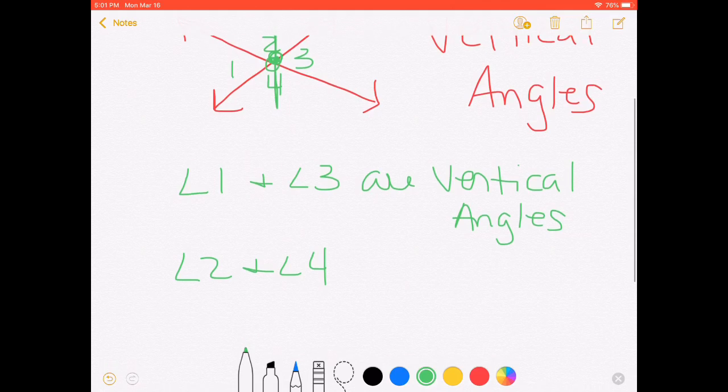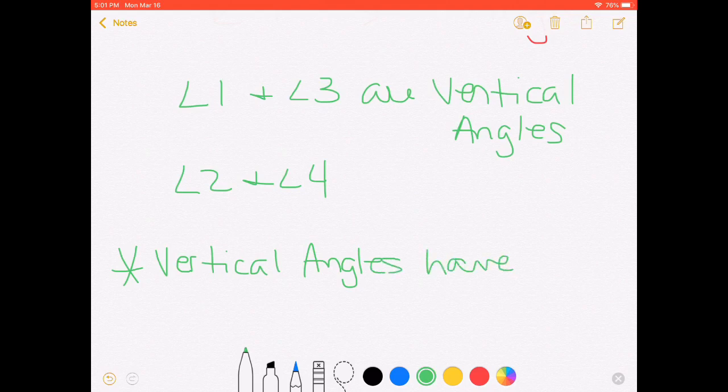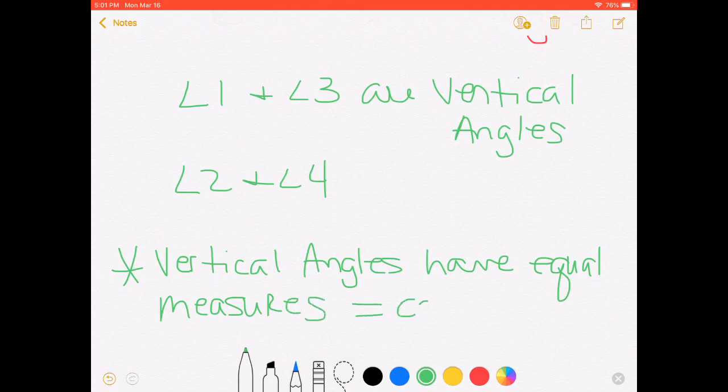One important thing about vertical angles is that vertical angles have equal measures. And when we talk about things having equal measures in geometry, we say that they are congruent. You will hear that word a lot. Whenever you hear congruent, it just means the measures are the same.